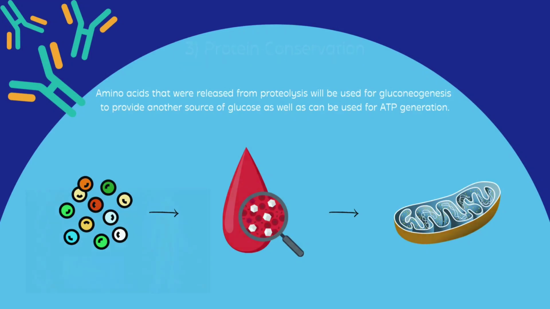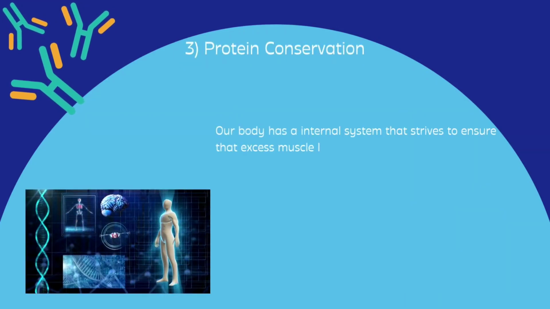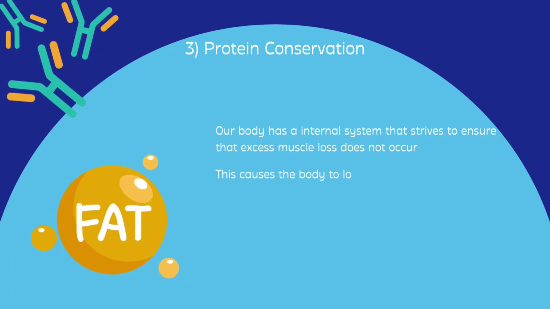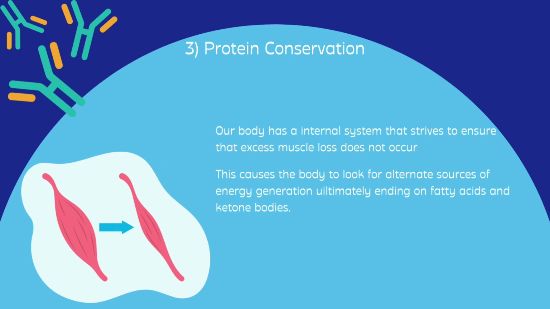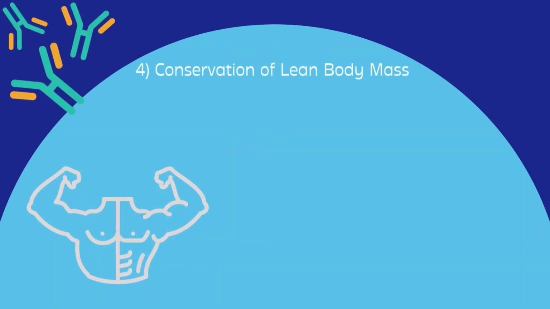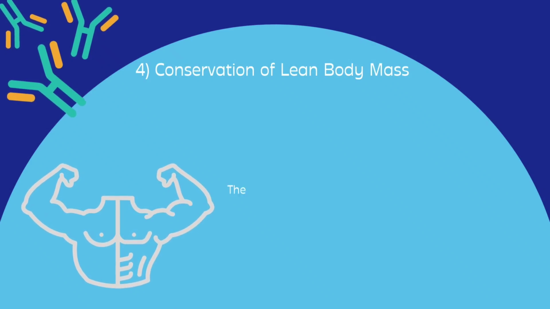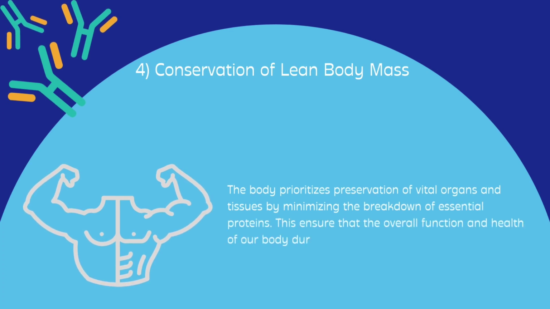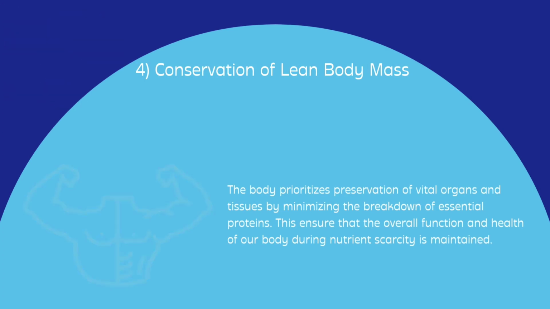Next is protein conservation. Our body has an internal system that strives to ensure that excess muscle loss does not occur. This causes the body to look for alternate sources of energy generation, ultimately ending on fatty acids and ketone bodies. This allows the body to reduce muscle atrophy. And finally, conservation of lean body mass. The body prioritizes preservation of vital organs and tissues by minimizing the breakdown of essential proteins. This will ensure that the overall function and health of our body during nutrient scarcity is always maintained.